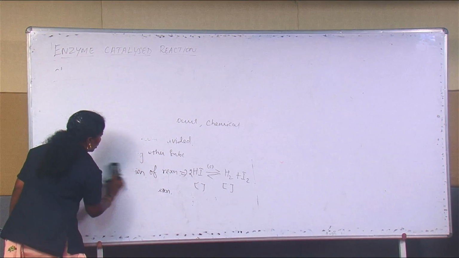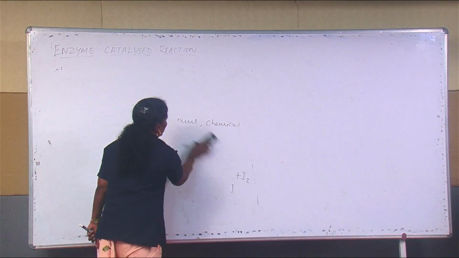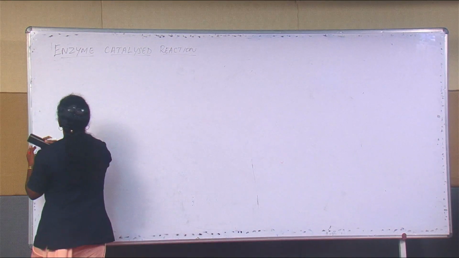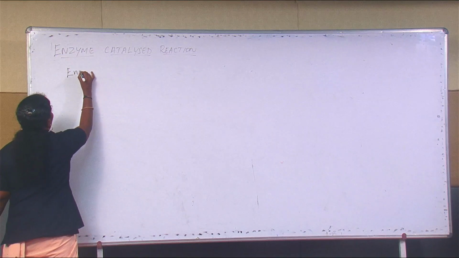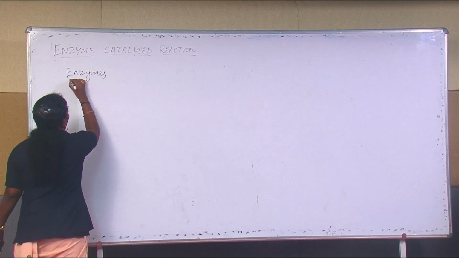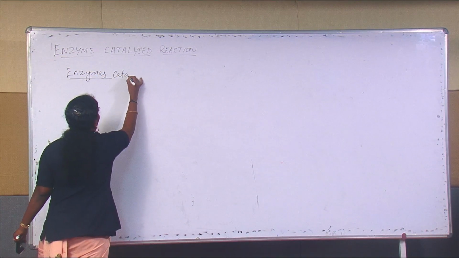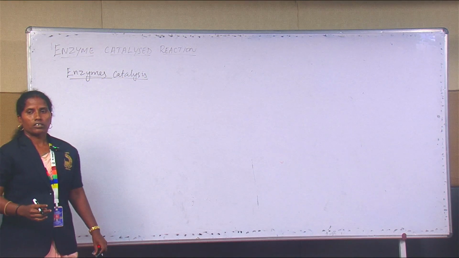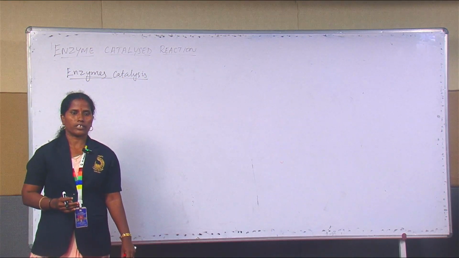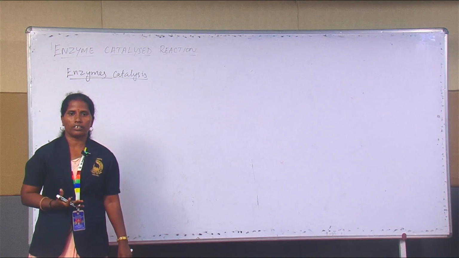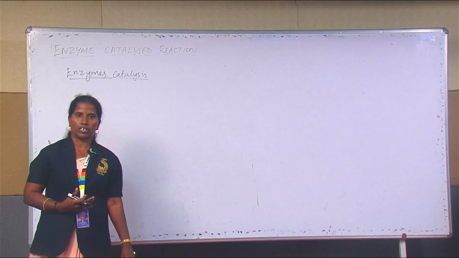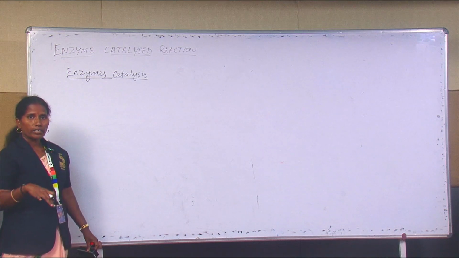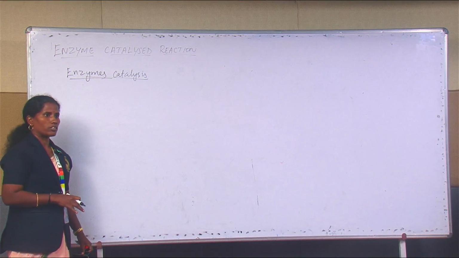Next we move on to our topic, enzyme catalysis. Enzyme catalysis means that the enzyme acts as a catalyst to alter the rate of the reaction. A catalytic reaction brought about by an enzyme is called an enzyme catalysis reaction.